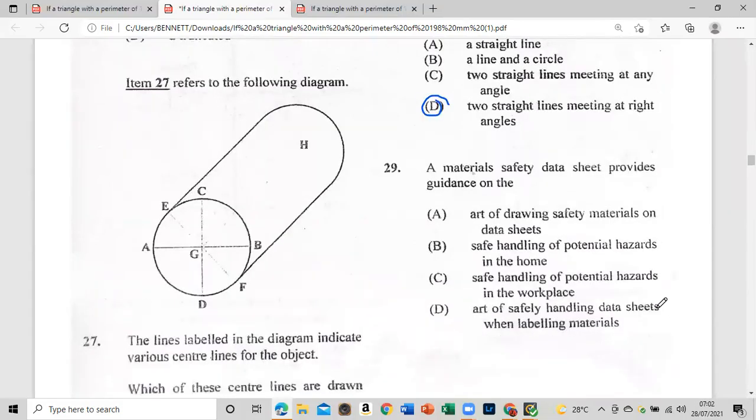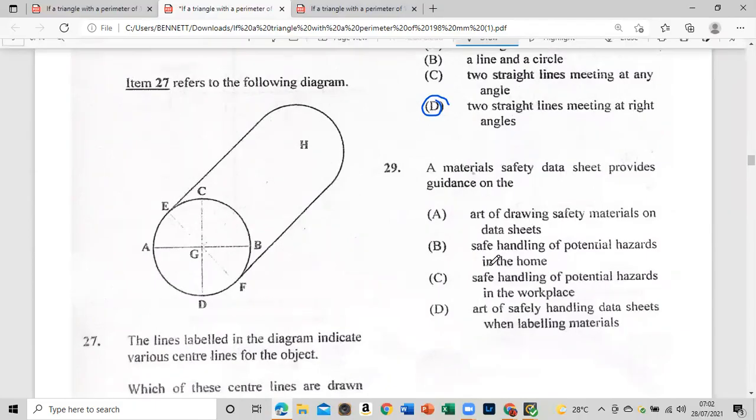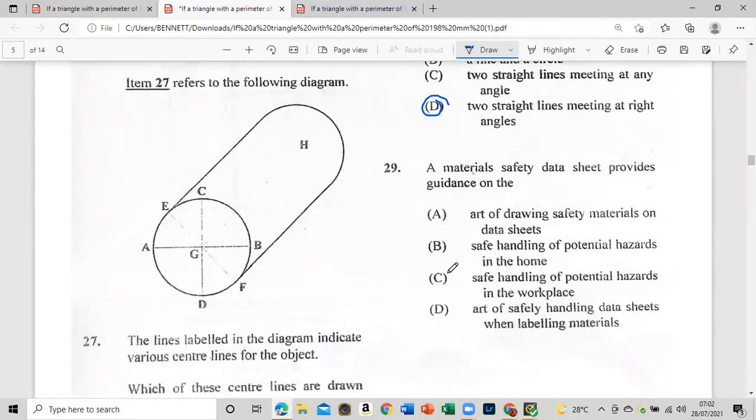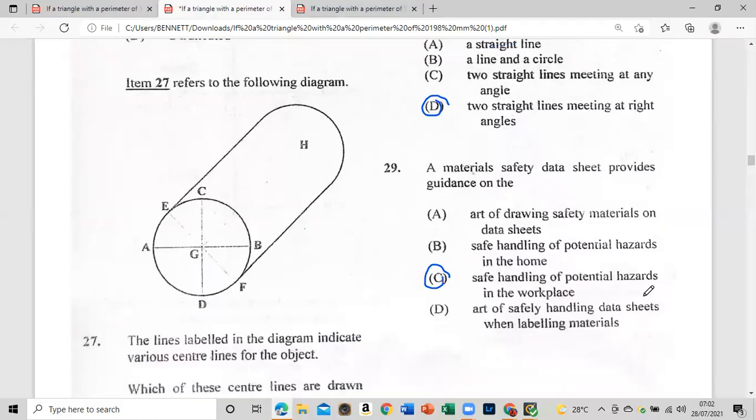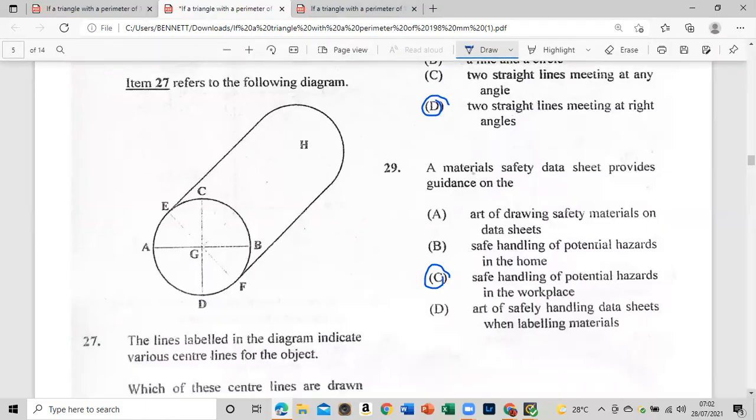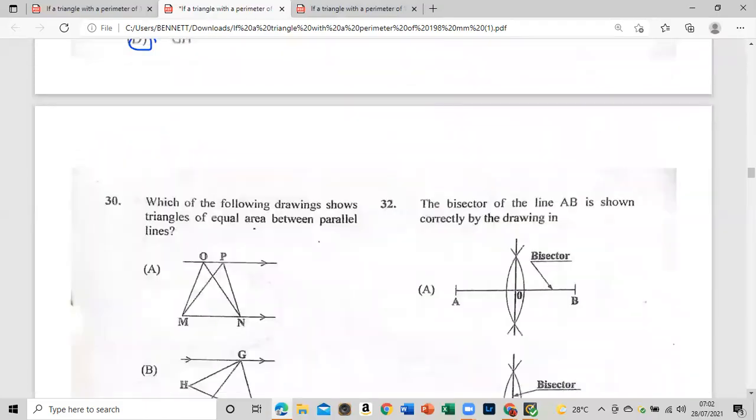All right, so 29. A material safety data sheet provides guidance on, that should be in your notes, safe handling of potential hazards. All right, so that is C. We're not gonna waste any time. Let's move on to 30.